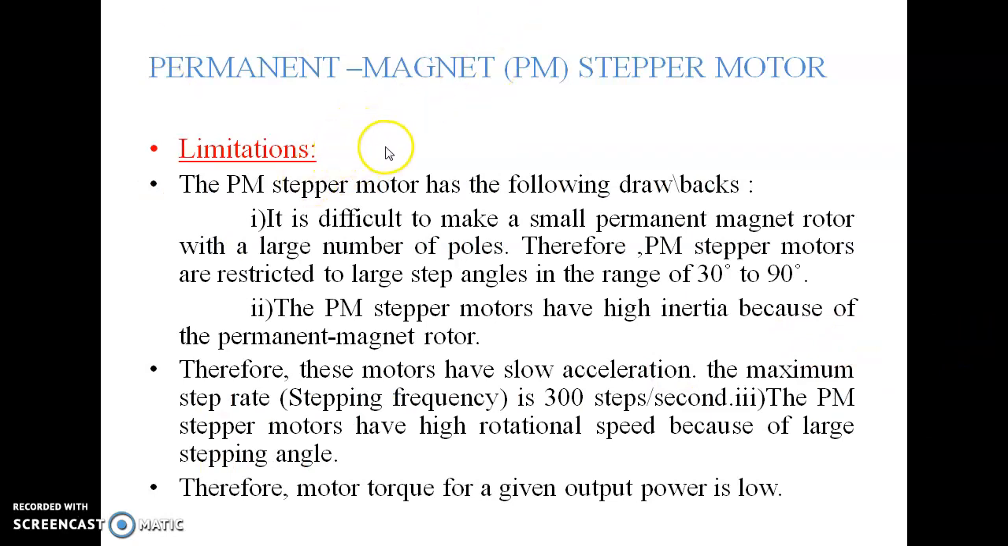What are the limitations of permanent magnet stepper motor? The permanent magnet stepper motor has the following drawbacks. First, it is difficult to make small permanent magnet rotors with a large number of poles. Therefore, permanent magnet stepper motors are restricted to large step angles in the range of 30 degree to 90 degree. Secondly, the permanent magnet stepper motors have high inertia because of permanent magnet rotors.